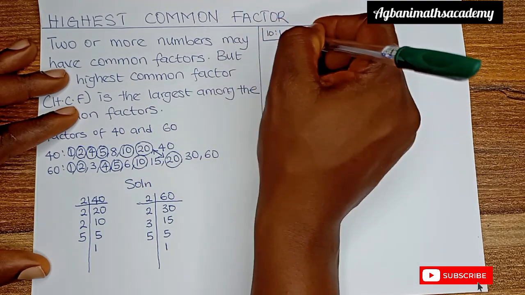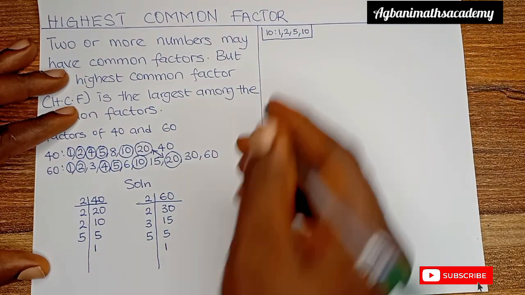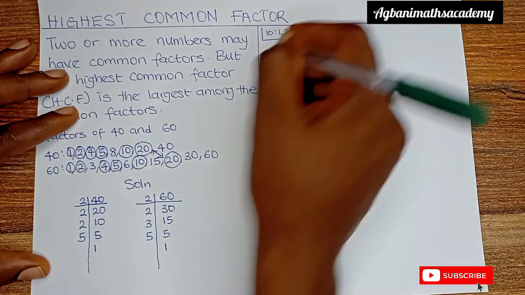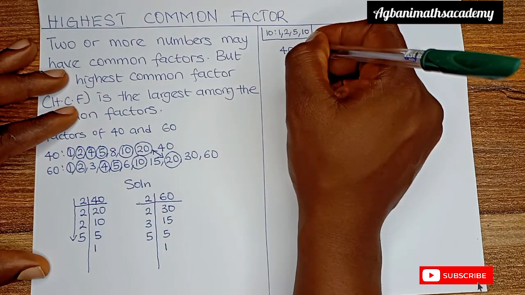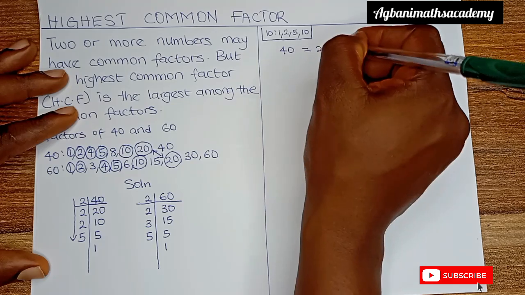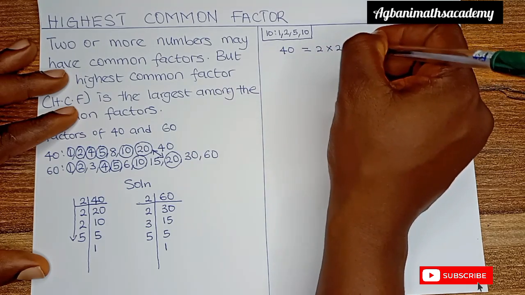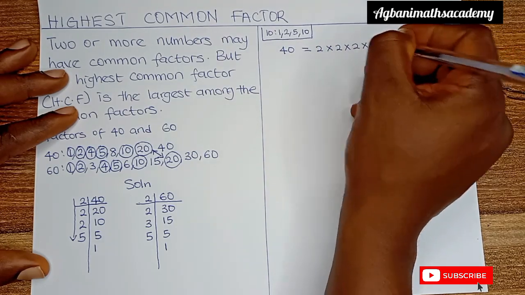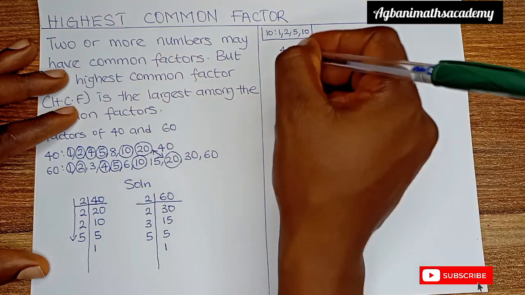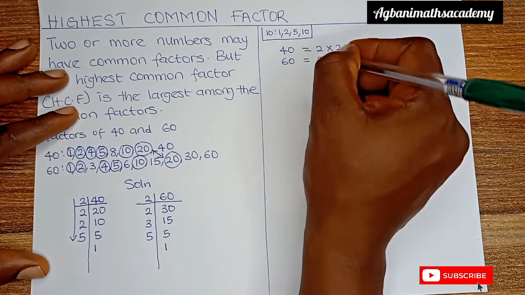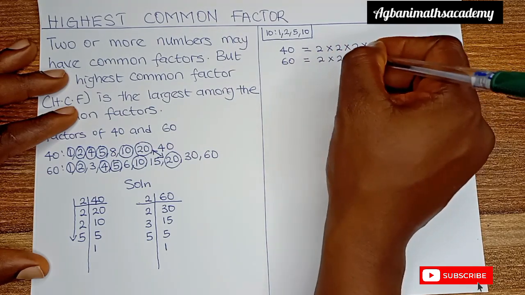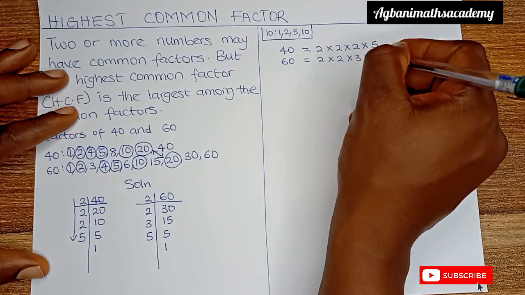So when you've done that, you bring down 40 and write the values of the numbers you have here. So we have 40 is equal to 2 multiplied by 2 multiplied by 2 multiplied by 5. Then we have 60. 60 is equal to 2 multiplied by 2 multiplied by 3 multiplied by 5.